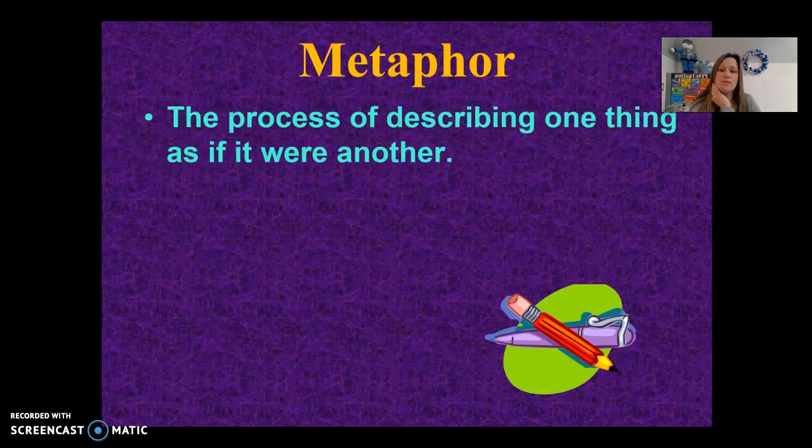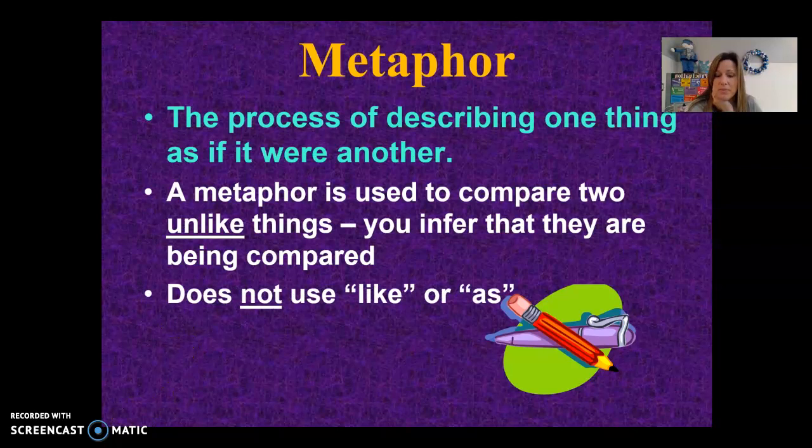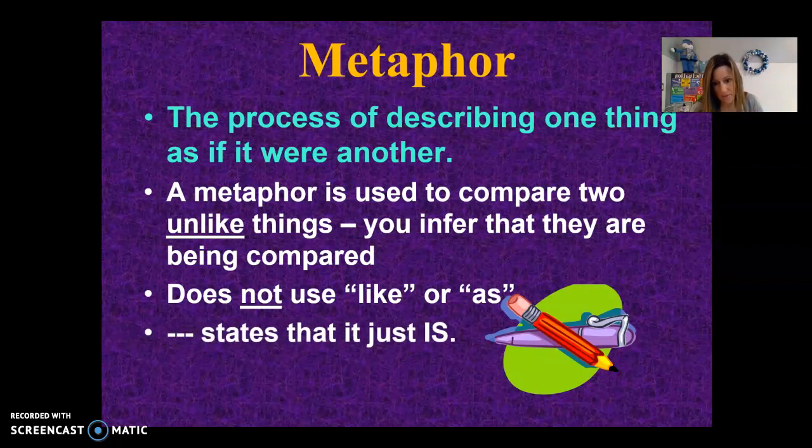Next is metaphor. A metaphor is the process of describing one thing as if it were another, okay? So you're basically calling something that it's not, all right? So you are writing the lime green definition into the metaphor box in your note sheet. So a metaphor is used to compare two unlike things. You infer that they're being compared, okay? It does not use like or as. If it uses like or as, it is a simile. If it does not use like or as, it is a metaphor. All right, it just states that it is this thing.